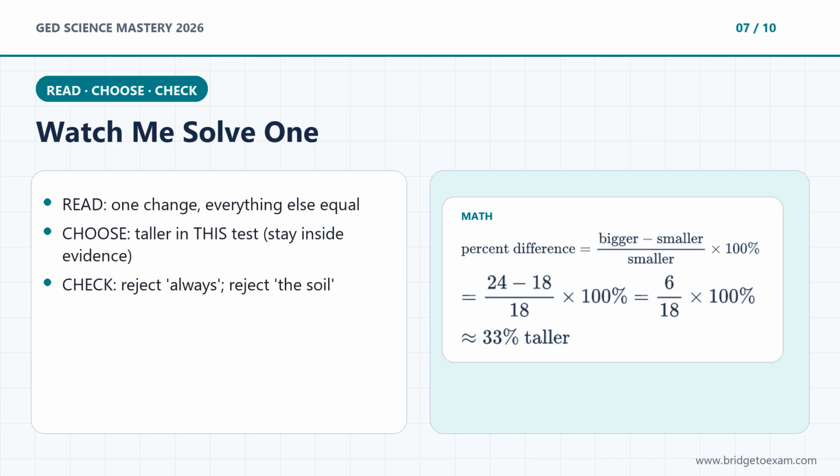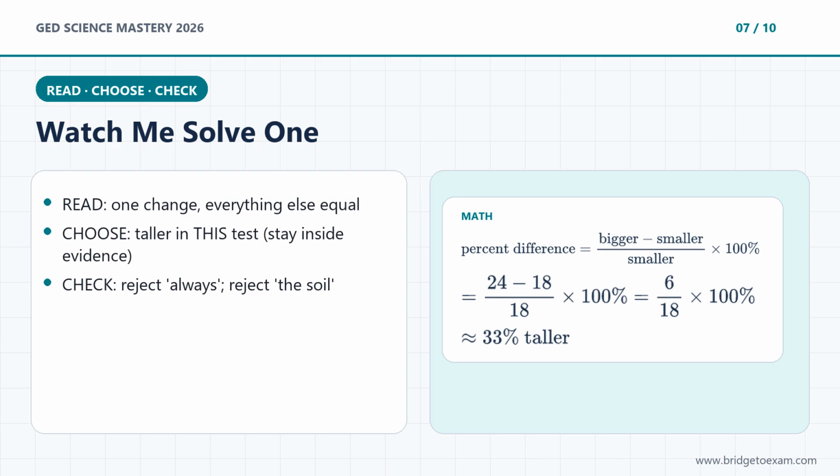Read. The gardener changed just one thing, the plant food, and kept everything else the same. Treated averaged 24, control averaged 18, a real 6 centimeter difference. Choose. The answer that stays inside the evidence is, in this test, the seedlings given plant food grew taller on average. Check. I reject, plant food always makes every plant grow taller, because always and every go far beyond one 3-week test. And I reject the soil caused it because the soil was kept the same.